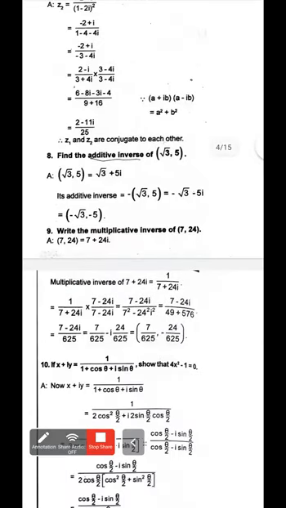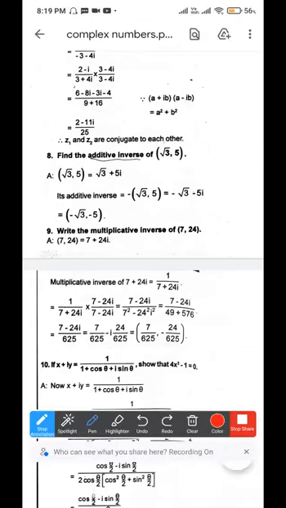Now, additive inverse. If you add a number with it, you will get 0. The additive inverse of 2 is -2. The additive inverse of 4 is -4. The additive inverse of -3 is 3. So if you add a number to its additive inverse, you will get the answer as 0.